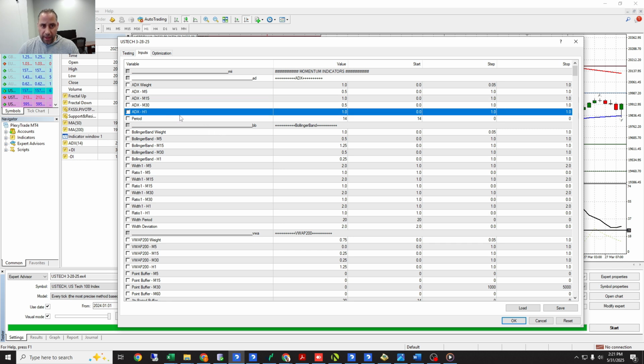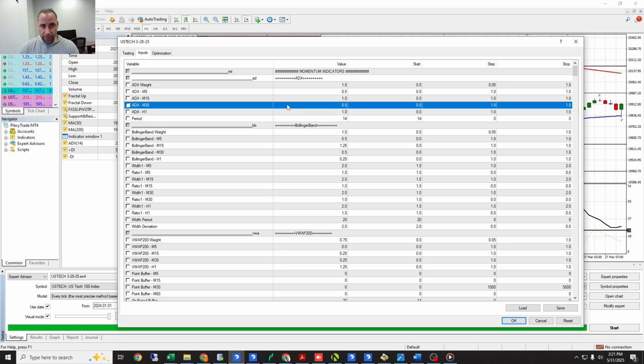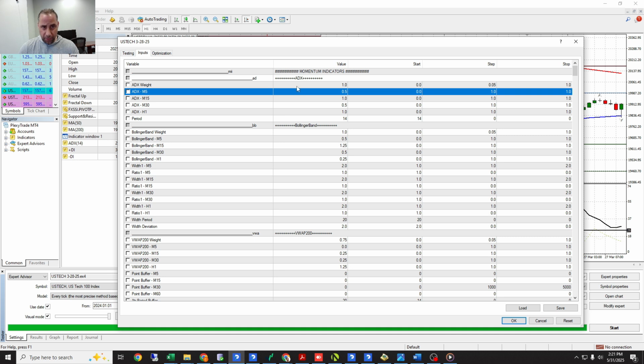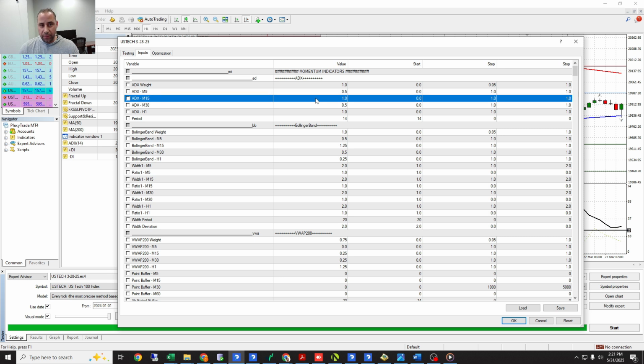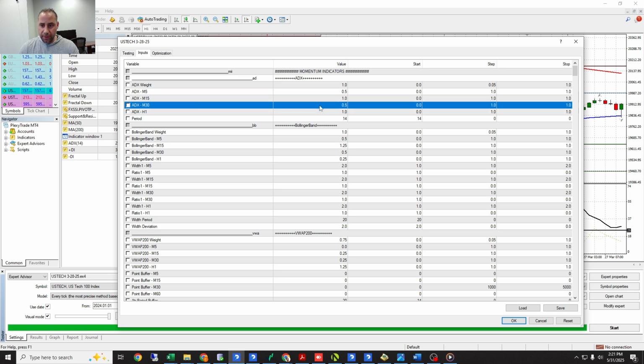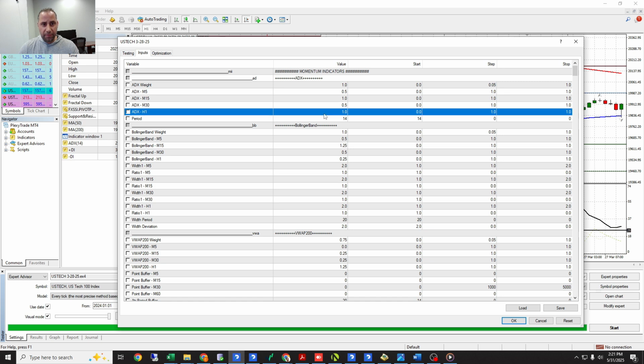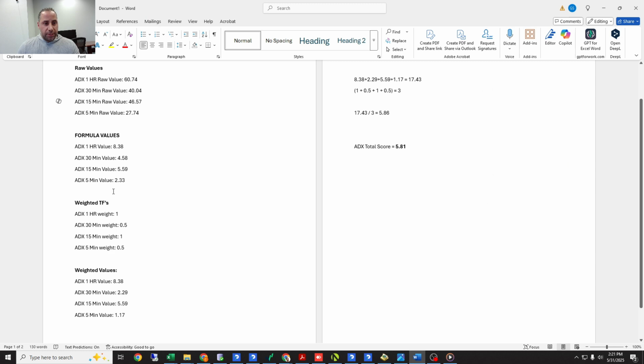So we can see here that we are saying that the 1 hour time frame should have more emphasis on its score than the 30 minute or the 5 minute. So 5 minute has a weighted value of 0.5, 15 minute has a weighted value of 1, 30 minute has a value of 0.5, and the 1 hour has a value of 1. So these are our weighted time frames.